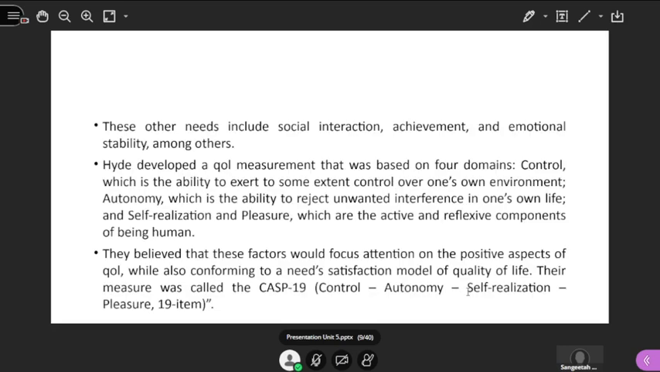So the other needs include social interaction, achievement, and emotional stability, among others. Heidi developed a quality of life measurement based on 4 domains: control, which is the ability to exert some extent of control over one's own environment; autonomy, which is the ability to reject unwanted interference in one's own life; self-realization and pleasure, which are the active and reflective components of being human. They believe this would focus attention on the positive aspect of quality of life, while also conforming to a need satisfaction model of quality of life. The measure was called CASP, which is all about control, autonomy, self-realization, and pleasure.